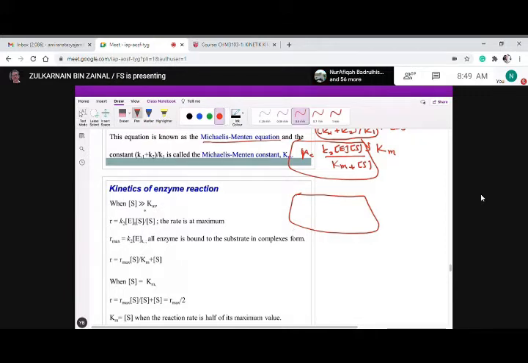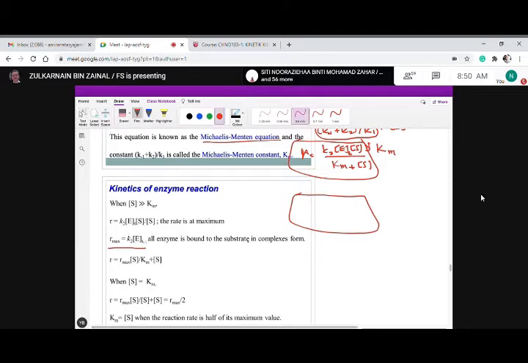Okay, so if the concentration of the substrate is high, then it is very large compared to Km. So then Km plus S is just S. Meaning that the reaction rate will become just R equal to K2 ET. So this is ET. So the reaction just becomes K2 ET.